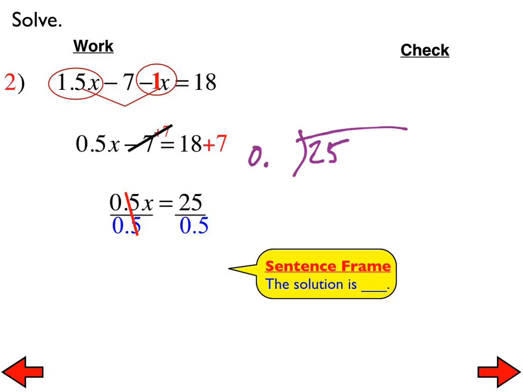25 divided by 0.5. We have to divide by a whole number, so we would have to move that decimal one place to the right. And so what I teach 7th graders is to rewrite it before you do your division, but you also have to do the same thing here, move it once.